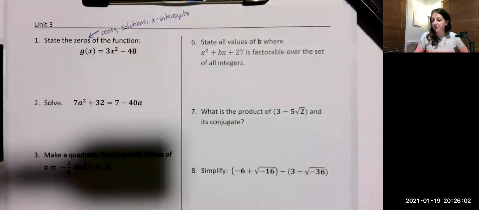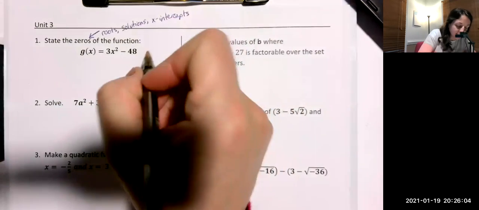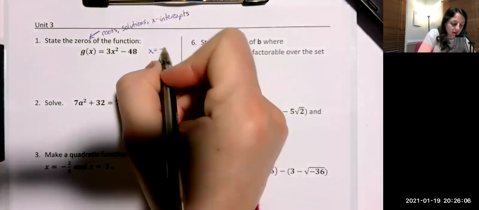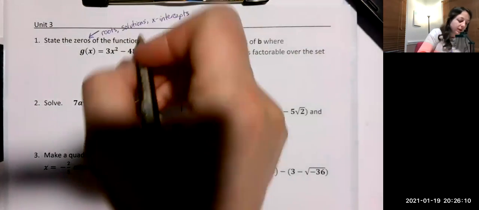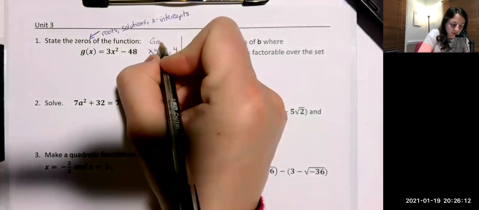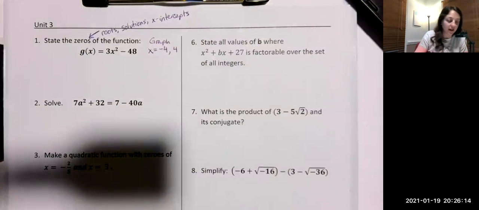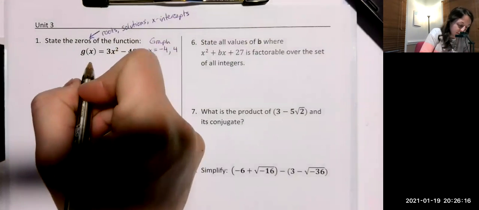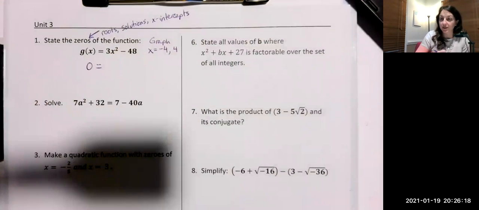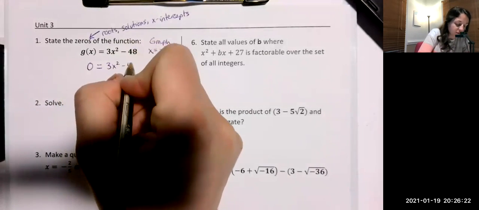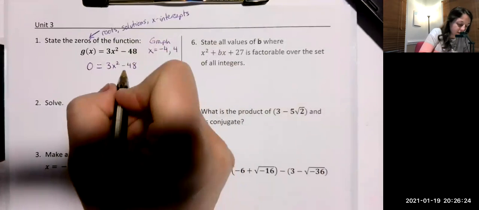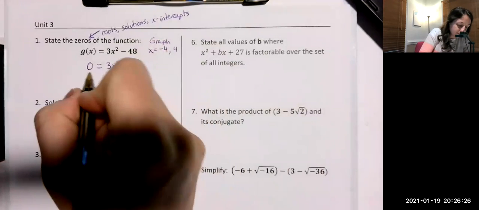So first things first, I've got the answers -4 and +4 from the graph. All right, so yay. Now let's make sure I can do that by hand. To be a 0, that means that the equation was set equal to 0. So 0 equals 3x squared minus 48. So I'm going to solve for x. Add 48.